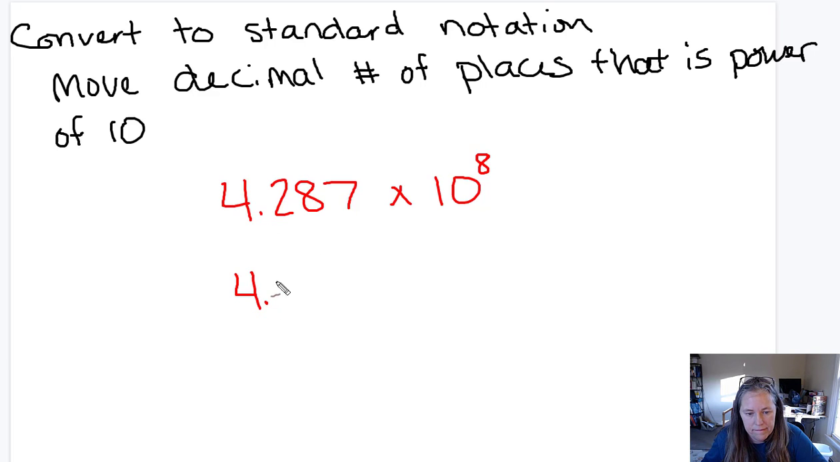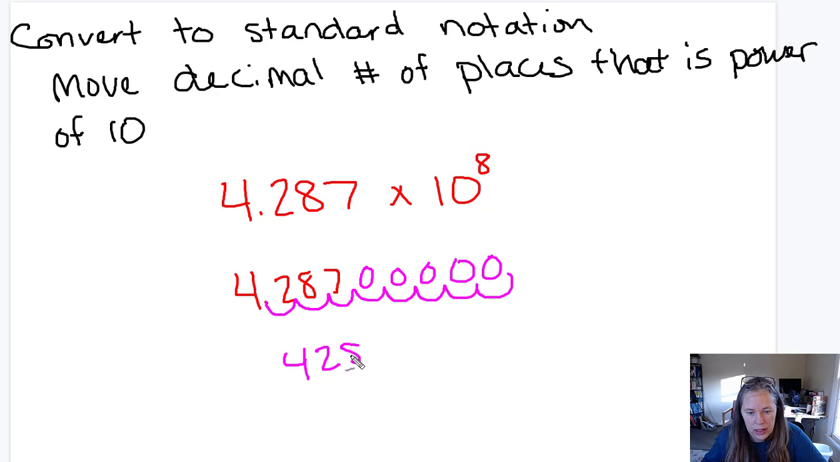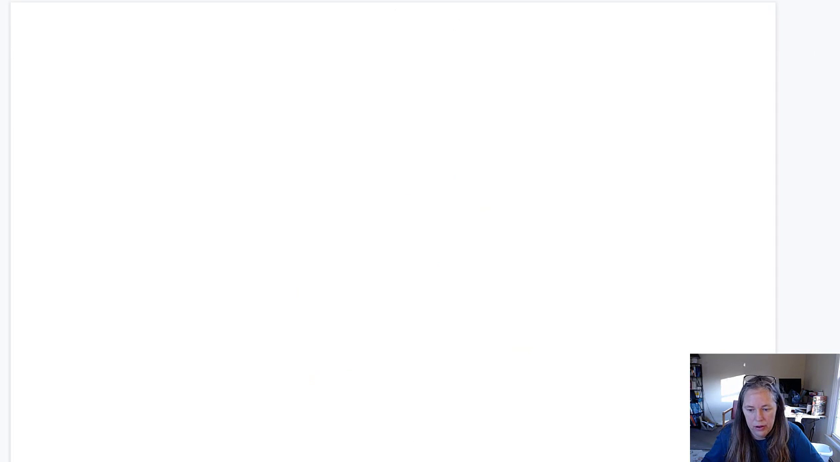So this decimal, go like this. 1, 2, 3, 4, 5, 6, 7, 8. And then zeros go there. So we're going to have 4, 2, 8, 7, 0, 0, 0, 0, 0, and then you can put your commas in like that. Okay, and I'm going to erase this because we're going to do a negative one.